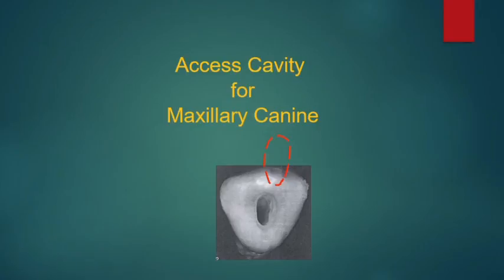Now the next tooth is the maxillary canine. Usually, the access cavity of the maxillary canine is oval in shape because there are no mesial and distal pulp horns.